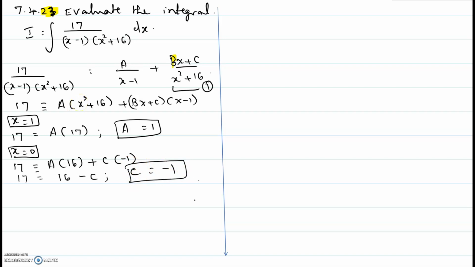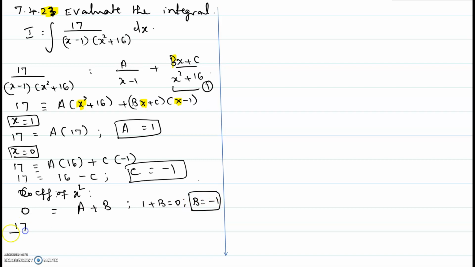And we can compare the coefficients of x squared. There is an x squared whose coefficient is A, and there is an x squared here whose coefficient is B. On the left hand side there is no x squared term, so 0 equals the coefficient of x squared on the right hand side, which will be A plus B. But A equal to 1, so 1 plus B equal to 0, or B equal to negative 1.